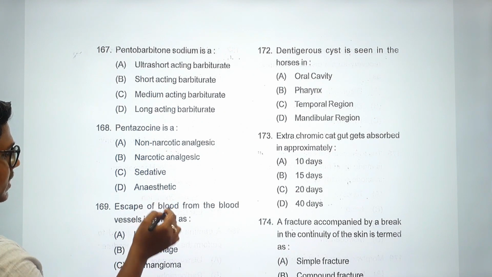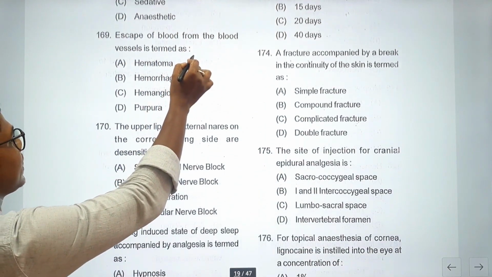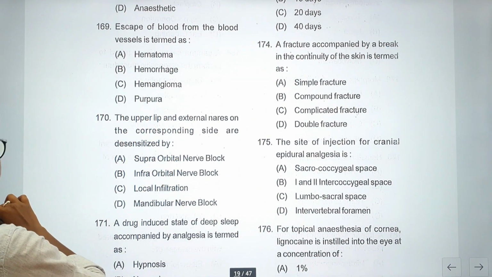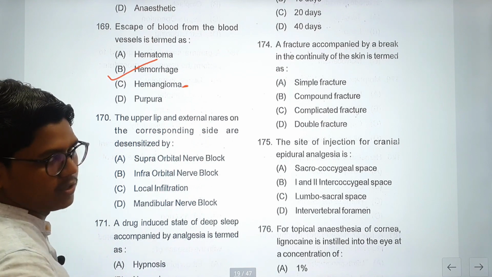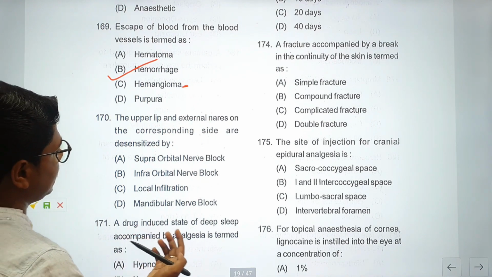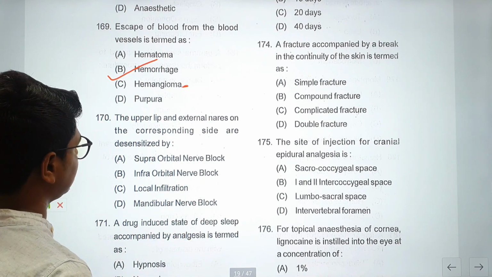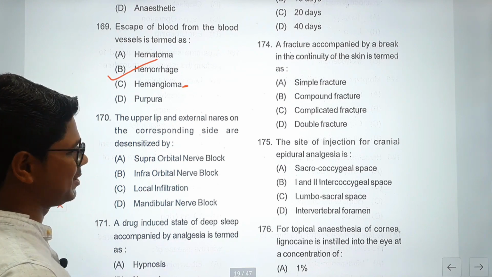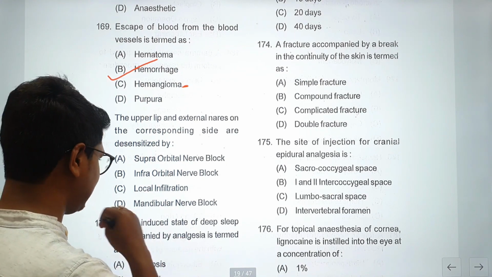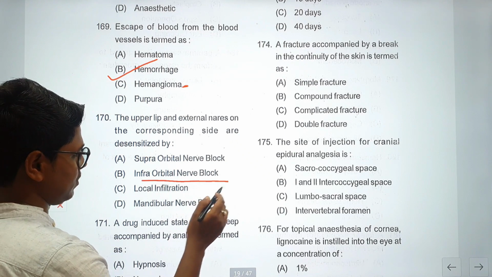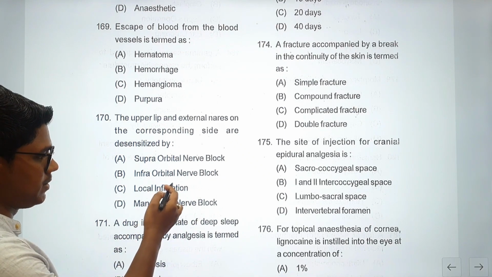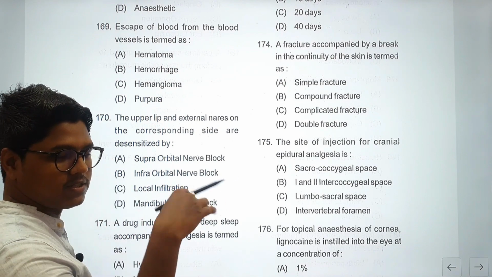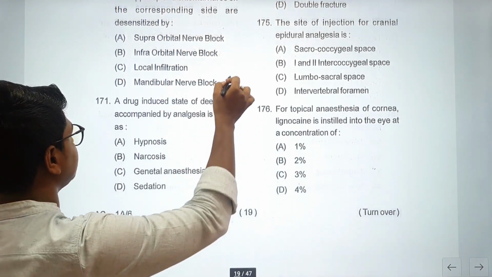Escape of blood from the blood vessels is termed as hemorrhage. Okay, hemorrhage. Hemangioma is basically a tumor of blood vessels. Okay. The upper lip and external nares on the corresponding side are desensitized by, I have already taught you in local anesthetic, infraorbital nerve block. Okay, infraorbital. The nerve block is given just anterior to the facial tuberosity.